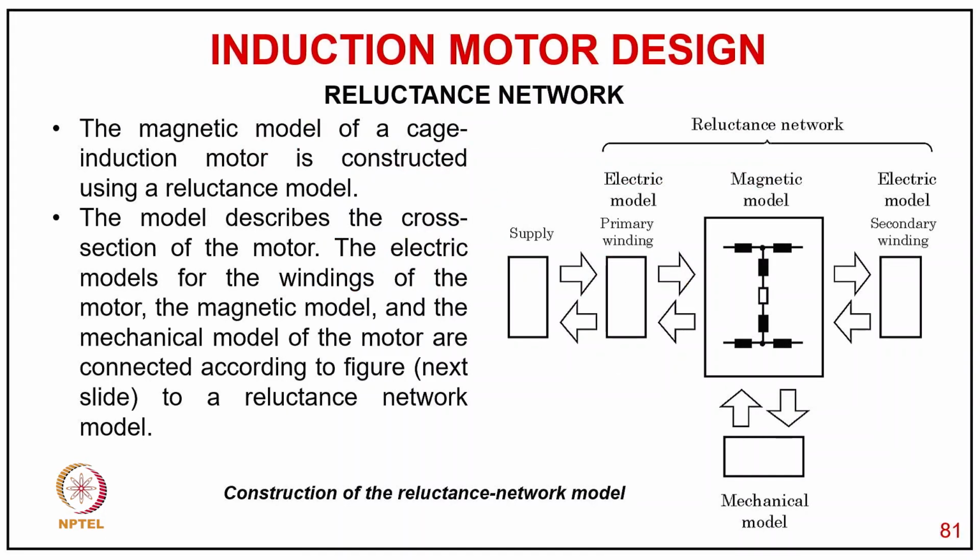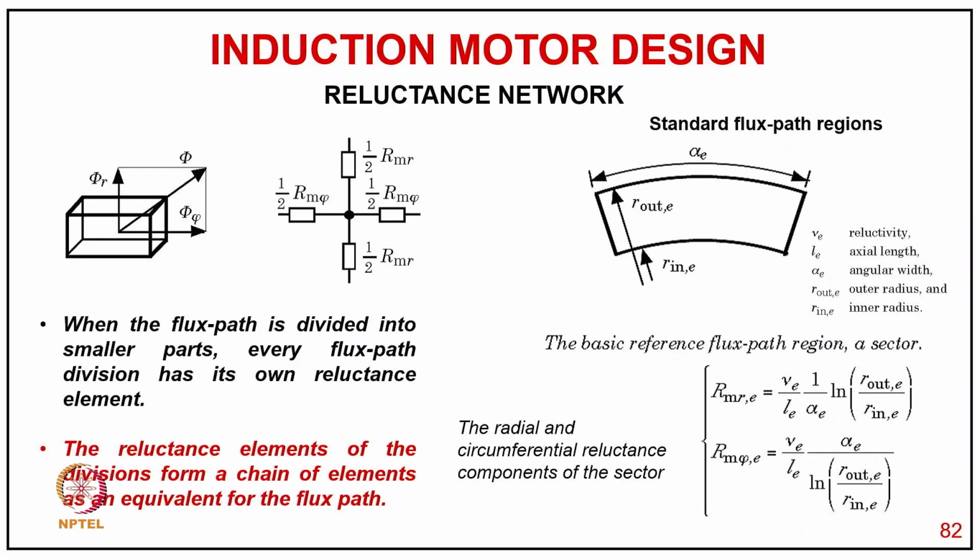Typically the magnetic model of the cage induction motor is constructed using a reluctance model, and the model describes the cross section of the motor, and electric models of the winding of the motor. The magnetic model and the mechanical model of the motor are configured according to the figure, like for reluctance. So here you can see how the reluctance motor model works: we start from the supply and then go to the electrical model of the primary winding, then the magnetic circuit model, then we go to the mechanical input as well as to the electrical model of the secondary winding calculations. So that's about how it goes to calculation.